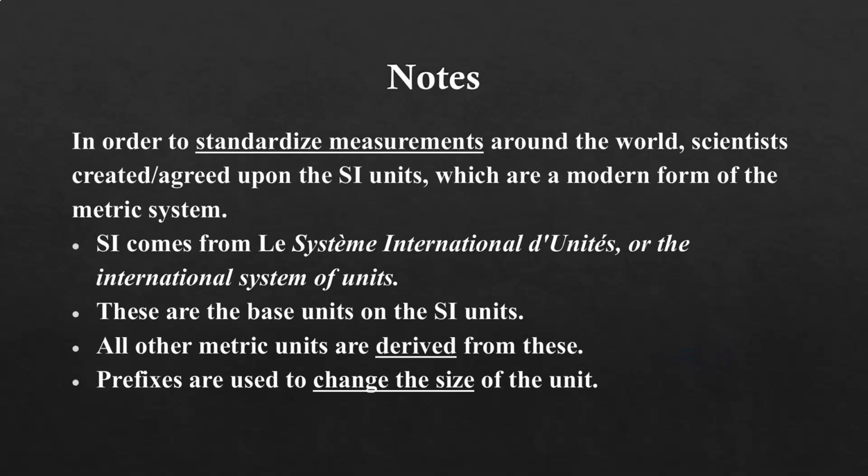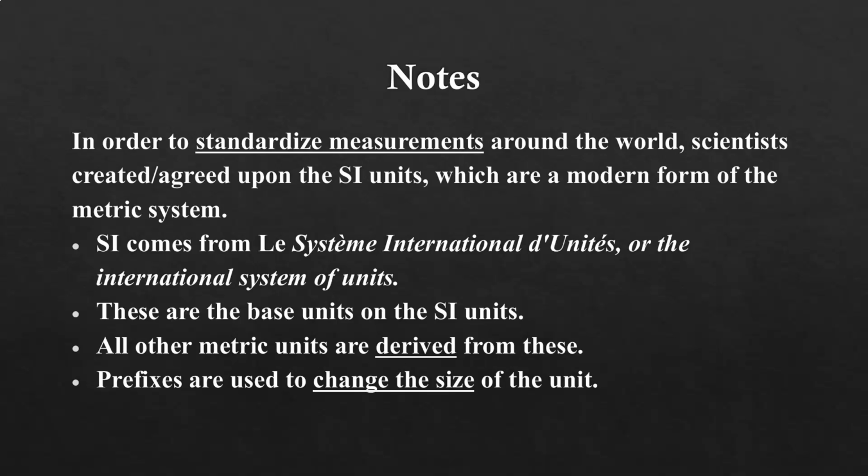Starting in our notes, in order to standardize measurements around the world, scientists created and/or agreed upon the SI units, which are a modern form of the metric system. SI comes from the System International de Unités, or the International System of Units. No, that is not my first language up there, so there we go.